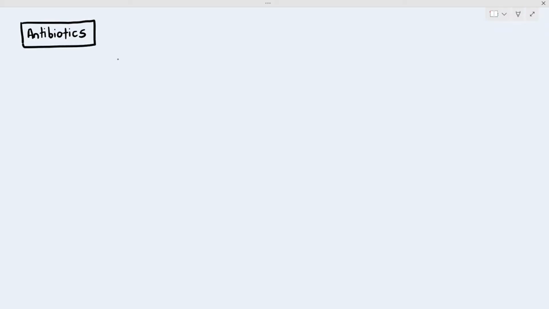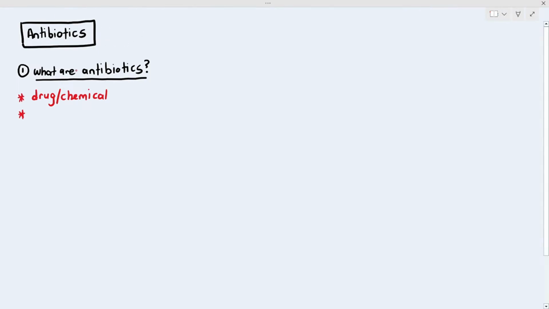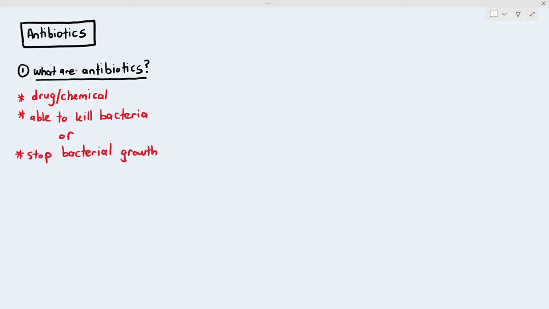The last part of chapter 10 will be us focusing on something known as antibiotics. So, what exactly are antibiotics? Let's dive right into it quite quickly. Antibiotics are just drugs or chemicals, and they are able to kill bacteria or stop bacterial growth. So, this is the first important aspect of antibiotics that we have to be aware of. Antibiotics are specifically used to kill bacteria or make sure that the bacterial growth is prevented or inhibited. How that happens, we will talk about a little bit later.